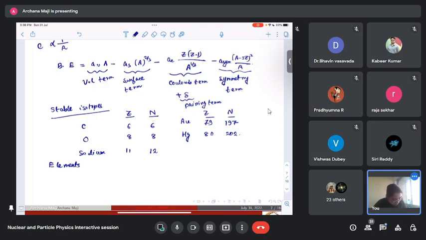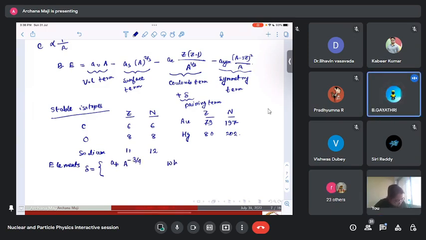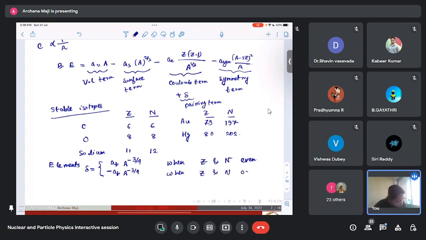Let me first write down what delta is. Delta is AP times A to the power minus 3 over 4 when Z and N both are even. It is minus AP times A to the power minus 3 over 4 when Z and N both are odd, and it is 0 when A is odd.